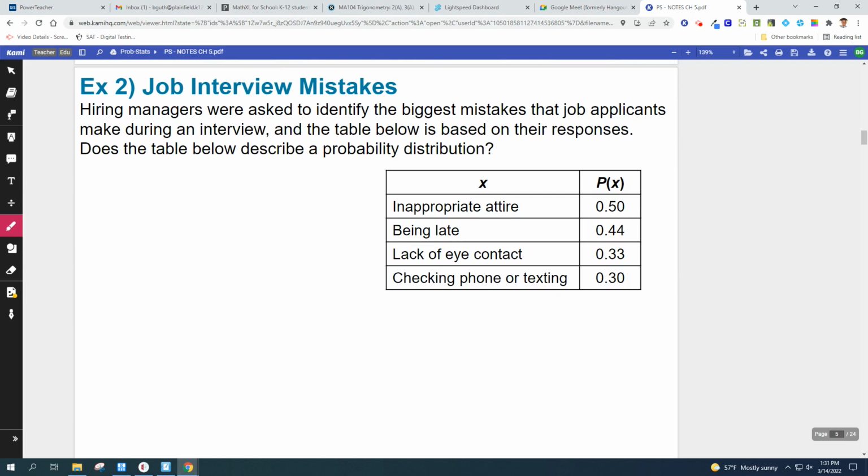Example 2. Hiring managers were asked to identify the biggest mistakes that job applicants make during an interview, and the table below is based on their responses. Does the table below describe a probability distribution? Yes or no?